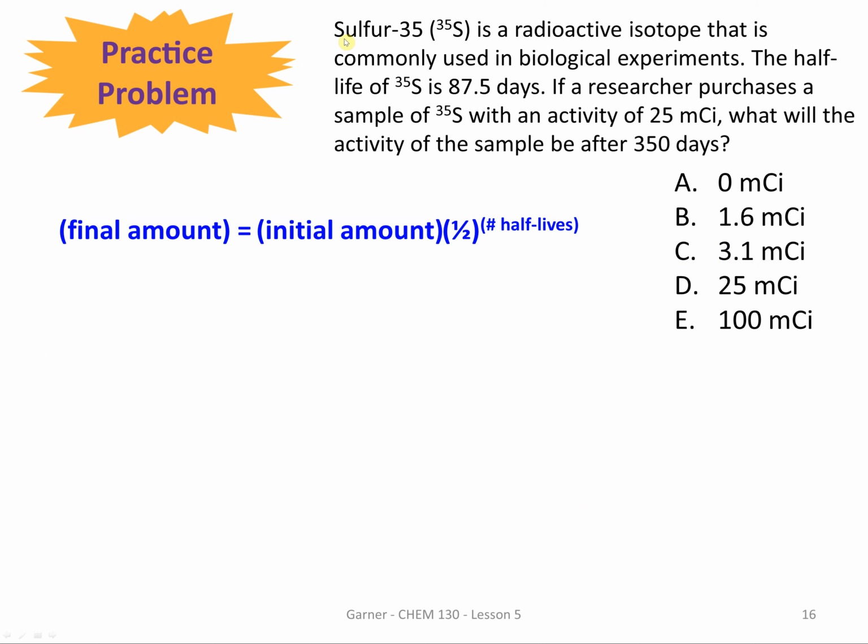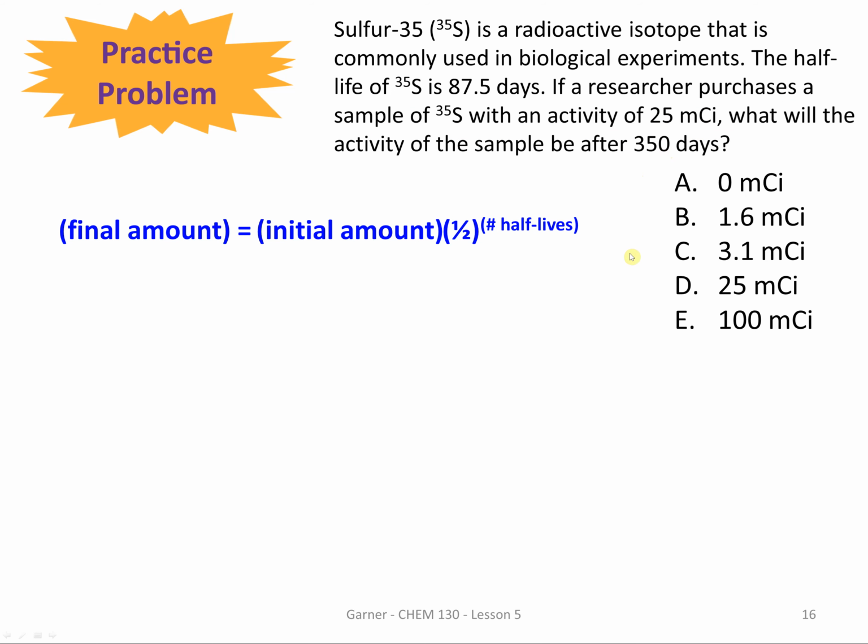All right, in this problem, we're being told that sulfur-35 is a radioactive isotope that's commonly used in a lot of biological experiments. So if you ever work in a biochemistry lab, this is a really common isotope to encounter. We're told that the half-life of sulfur-35 is 87.5 days. And we're told that a researcher purchases a sample of sulfur-35 that initially has an activity of 25 millicurie. So the little m in front of Ci just represents millicurie, so 1,000th of a curie. And we're asked what the activity of the sample would be after 350 days have passed.